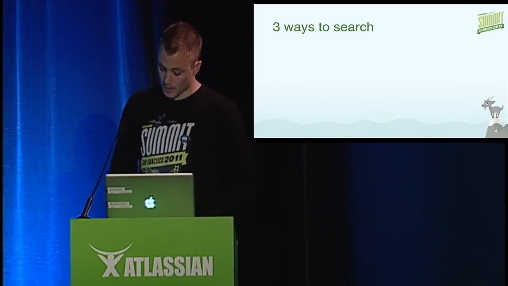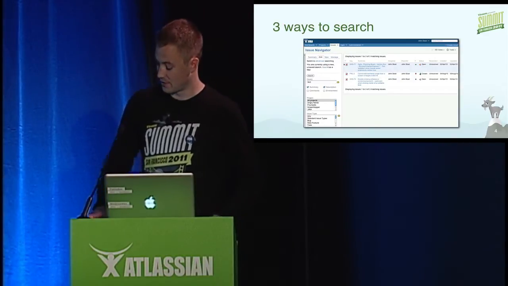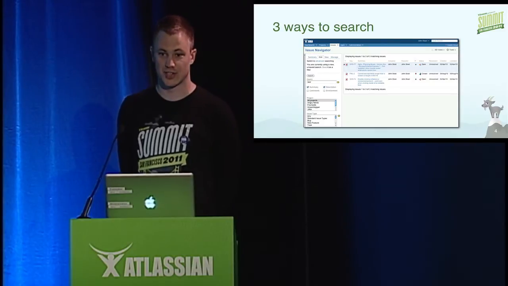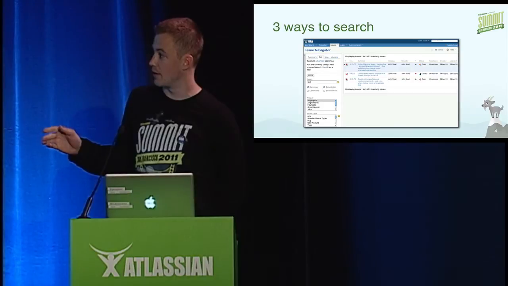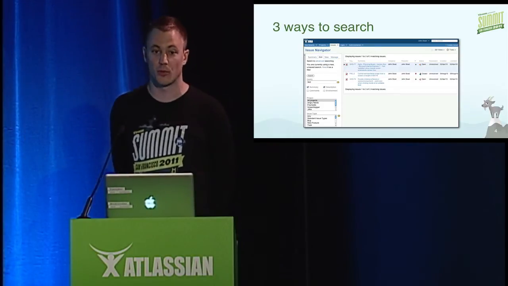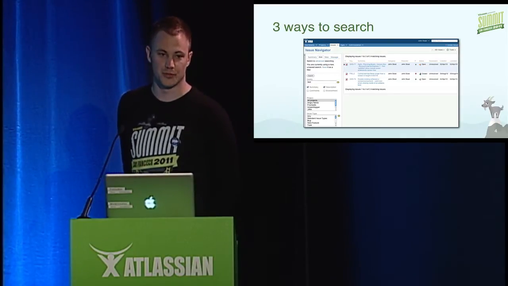So you've got 3 ways to search in JIRA. This is the simple search screen. This has been around since JIRA's inception. You've got that left-hand column that lets you specify issue fields by clicking them. And as the name implies, it's a very simple way to search. It's very intuitive, and it's a great way for new users of JIRA to get into searching.